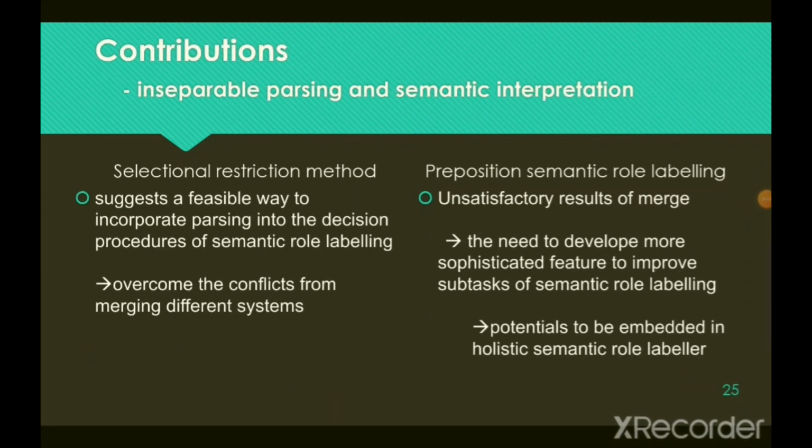So the semantic role labeling method aims at complementing a holistic semantic role labeler, but the result of the merge of the two systems is unsatisfactory, and so it shows the need to develop more sophisticated features to improve the subtasks of semantic role labeling. In contrast, the selectional restriction method suggests a feasible way to incorporate parsing into the decision procedure of semantic role labeling, so it may overcome the conflicts from merging different systems.